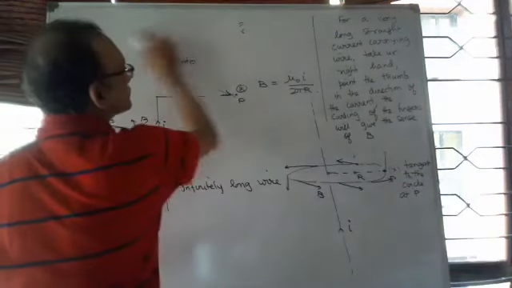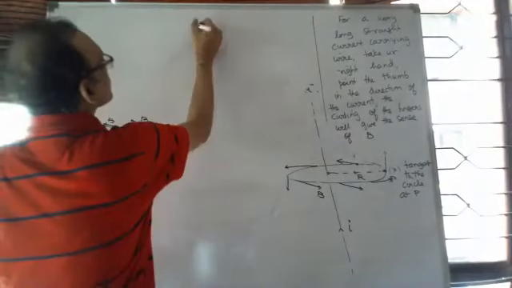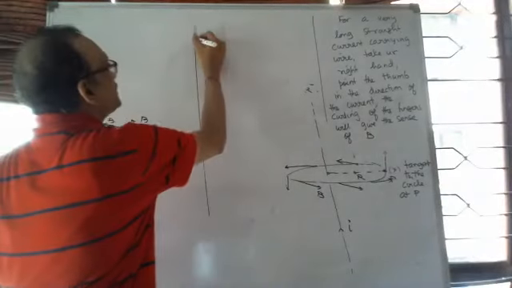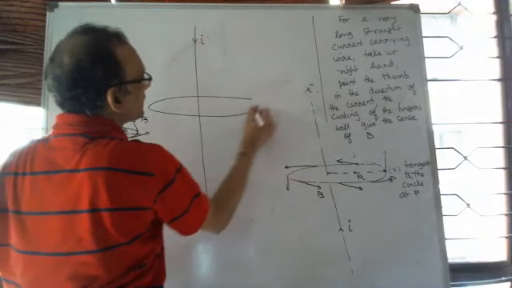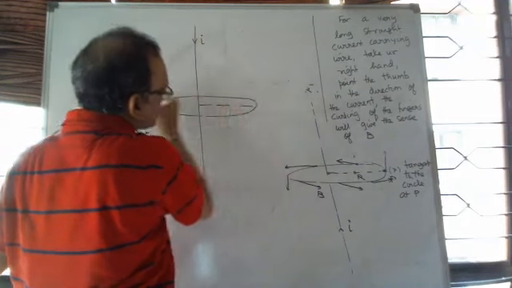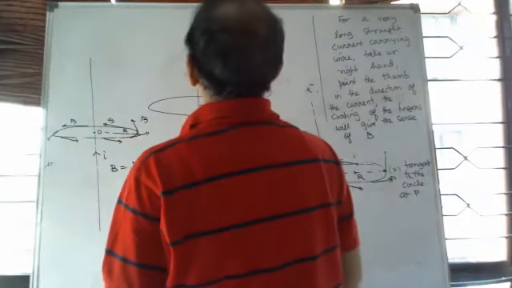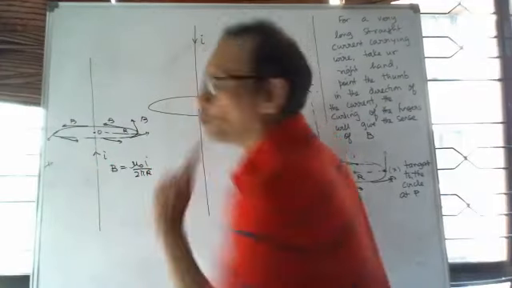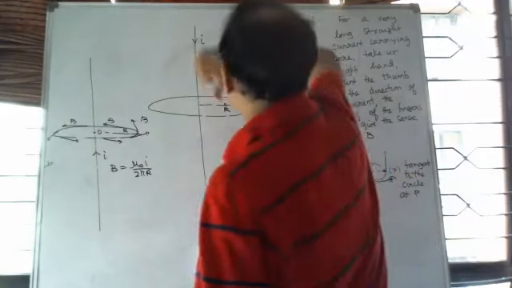Suppose I had a current coming up, and at a distance r at various points, there are infinite points of the circle at a distance r. B will still be of magnitude mu naught I by 2 pi r. But how do we find the sense of B?